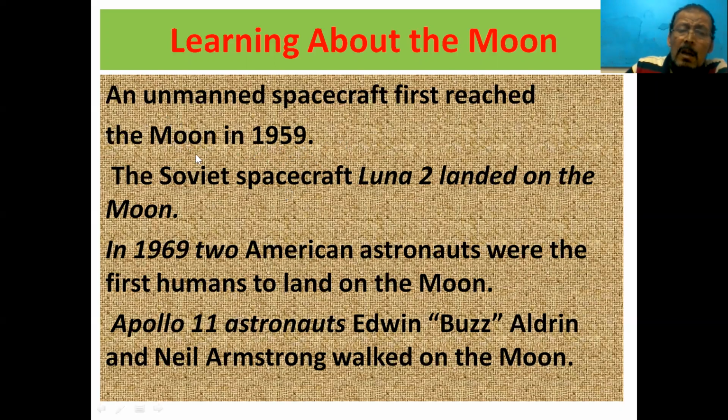In 1959, Russian scientists tried to send a spacecraft to the moon. Some of them were not successful, but the first spacecraft sent to reach the moon in 1959 was unmanned, without a man inside. I think they put a monkey in this spacecraft.